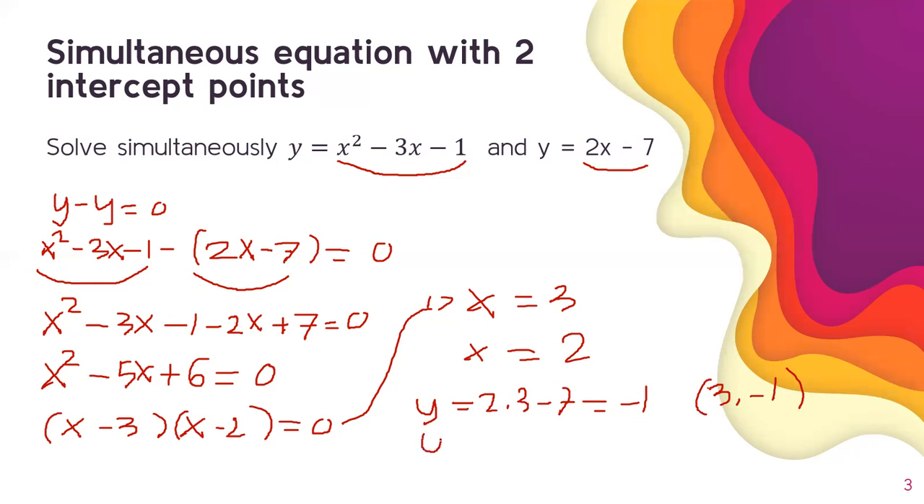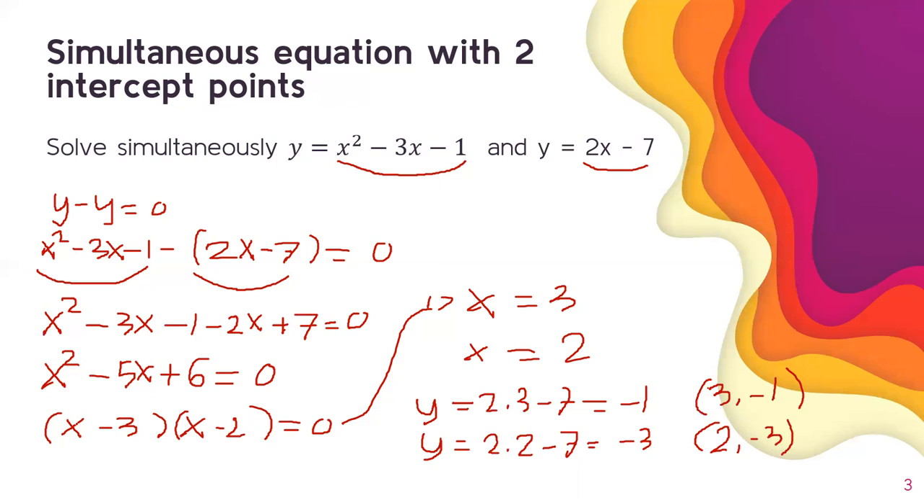And the second intersection point: if x equals 2, it means this x equals 2 as well. y equals 2 times 2 minus 7, which is negative 3. So the second intersection point, x comma y, is 2 comma negative 3.